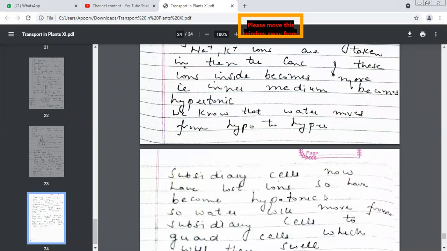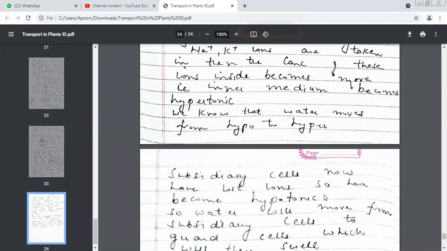Exosmosis or endosmosis? Endosmosis. Because of osmosis, which ions start moving? Sodium and potassium ions. From where to where, beta? From subsidiary cells to the guard cells.